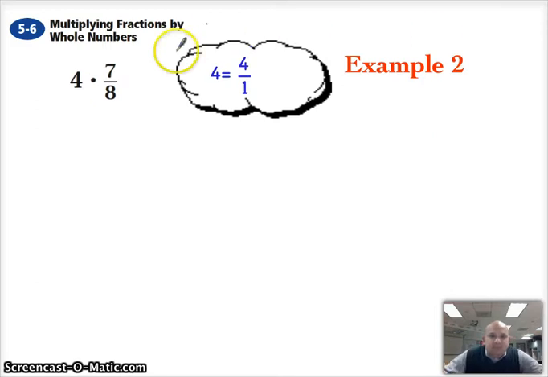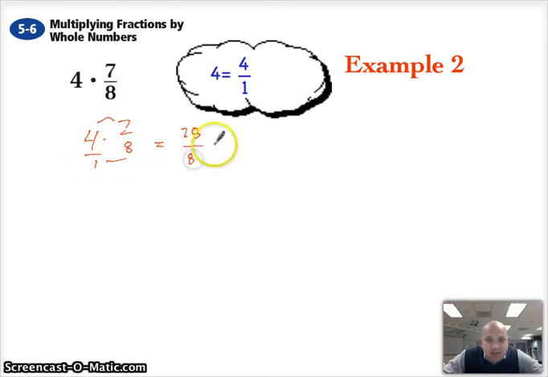Second example, 4 times 7/8. Same thing. We go ahead and write down 4 times 7/8. We stick a 1 underneath the 4, so now we have numerators and denominators. We multiply. 4 times 7 is 28. 1 times 8 is 8.